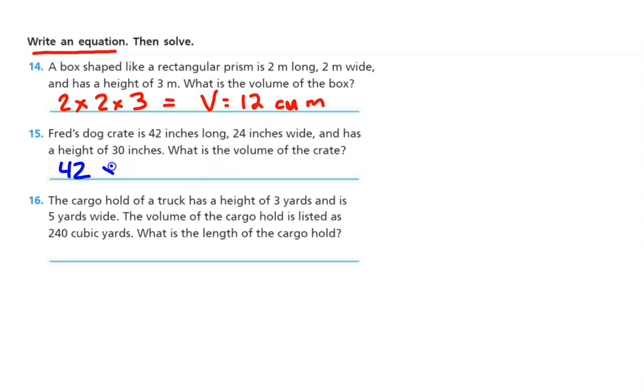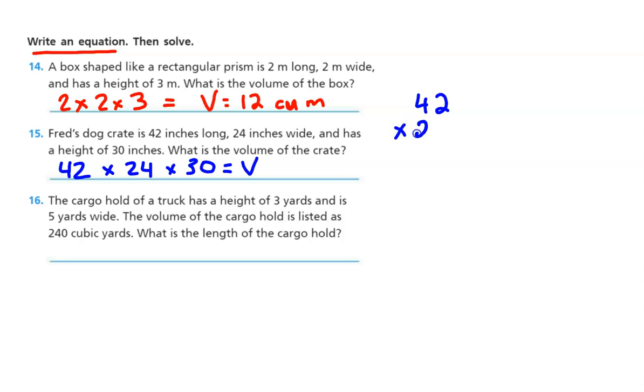Okay, so for number 15, it says Fred's dog crate is 42 inches long, 24 inches wide, and has a height of 30 inches. So what is the volume of the crate? So that's going to equal the volume. So again, this isn't necessarily hard, it's just got really big multiplication numbers to solve. So let's do the hardest ones first.